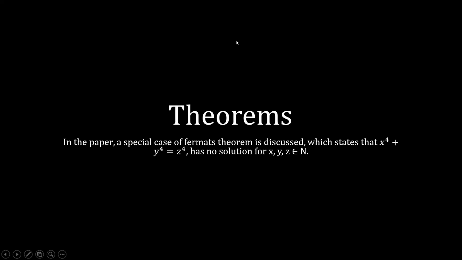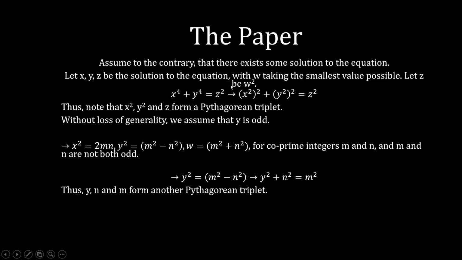The theorem in this paper is that x raised to 4 plus y raised to 4 equal to z raised to 4 has no solution for x, y, z belonging to natural numbers. So basically it has no solution in positive integers. Now the proof. We use contradiction here. Assume to the contrary that there exists some solution to the equation. So let x, y, z be the solution to the equation with w.